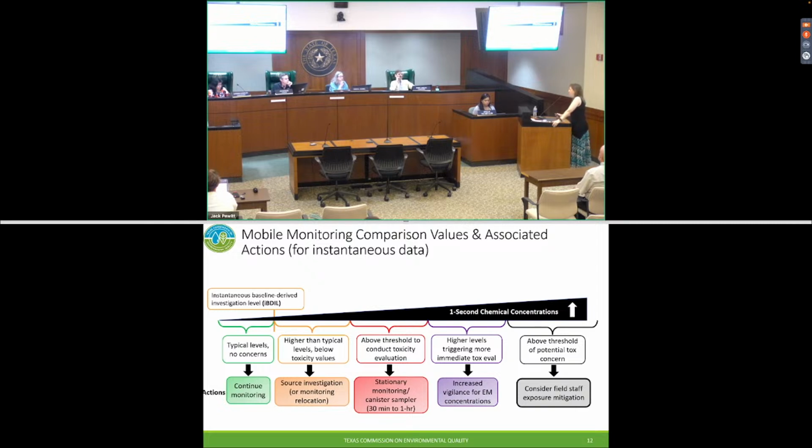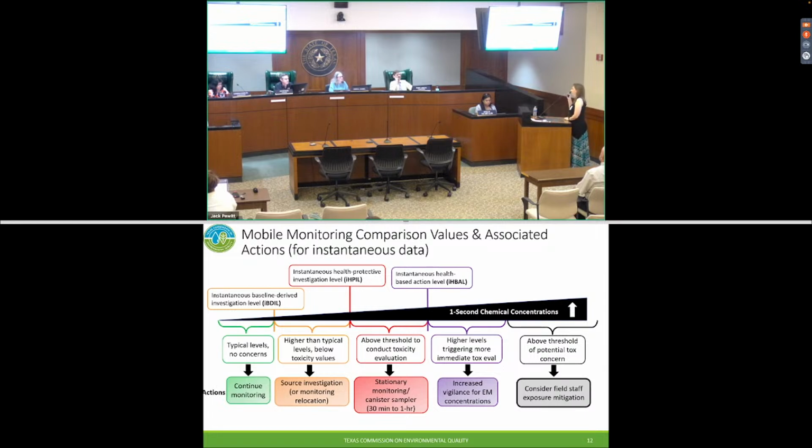So the values that are associated, the comparison values for each of these markers from one stage to the next. The marker for moving into source investigation is the instantaneous baseline derived investigation level, or IBEDL. The start of the concerns about toxicity starts with the red value, which is the instantaneous health protective investigation level.